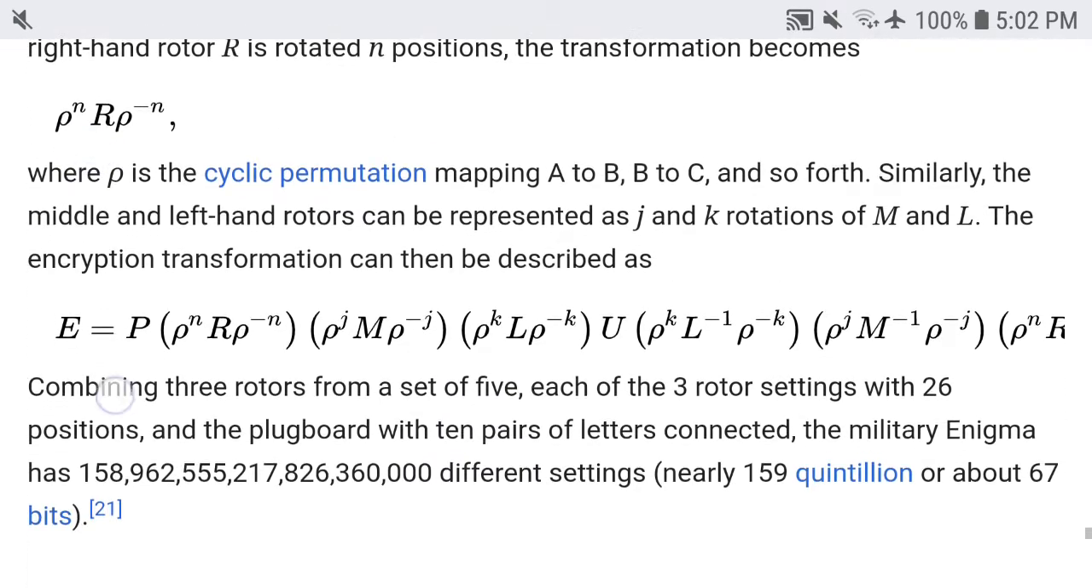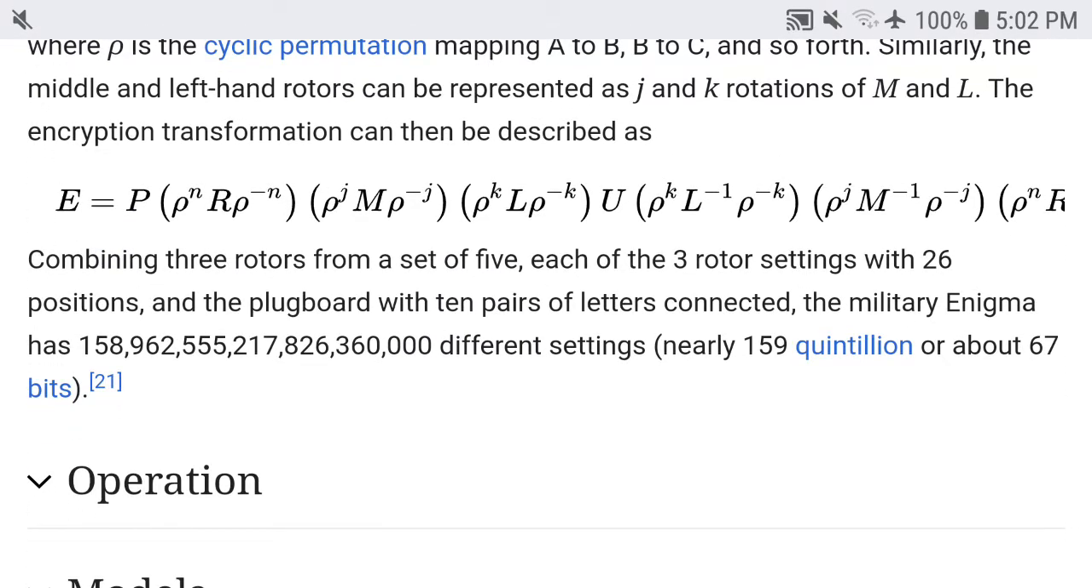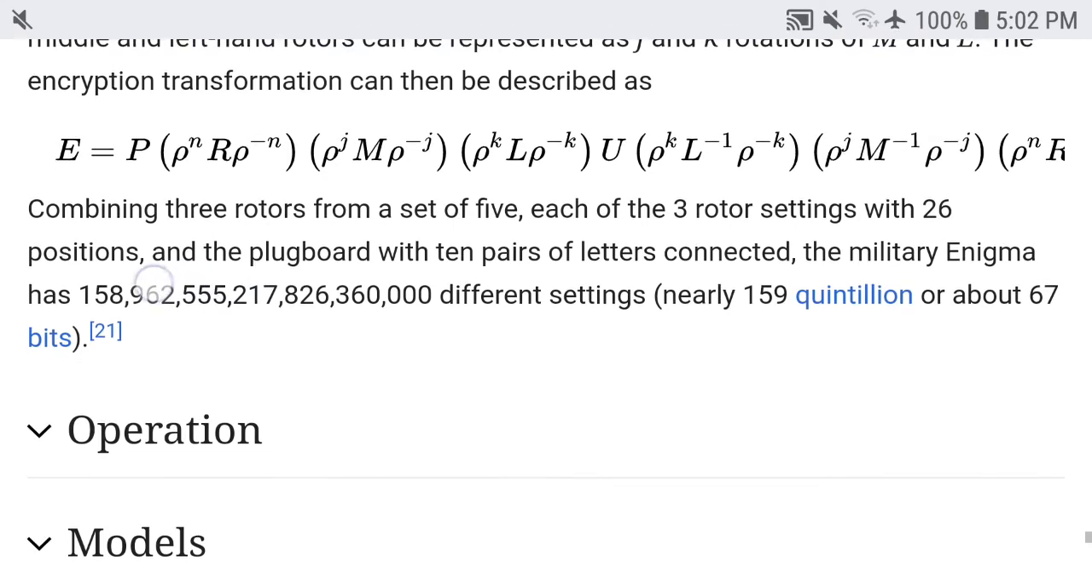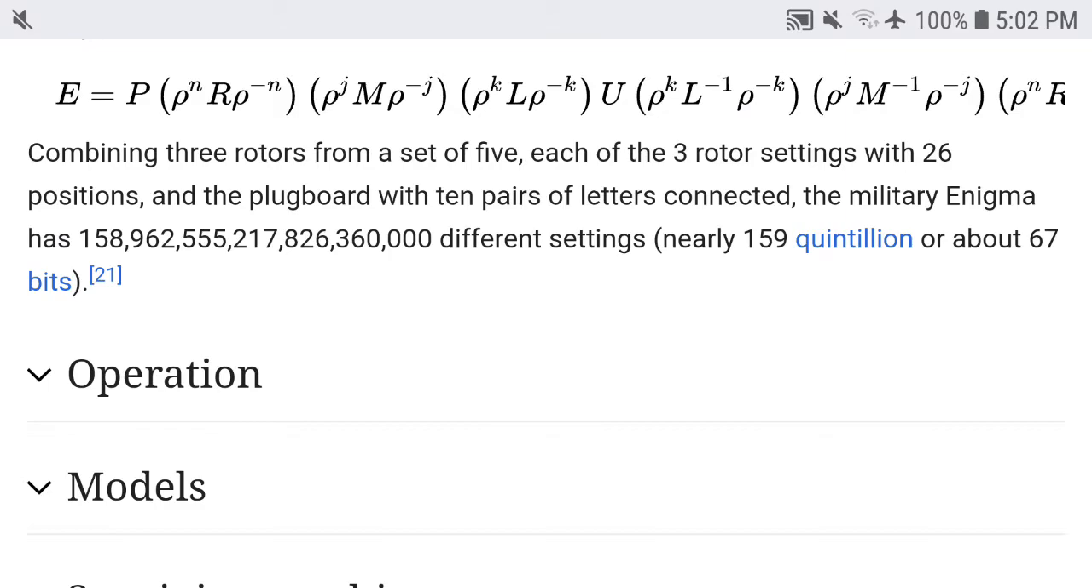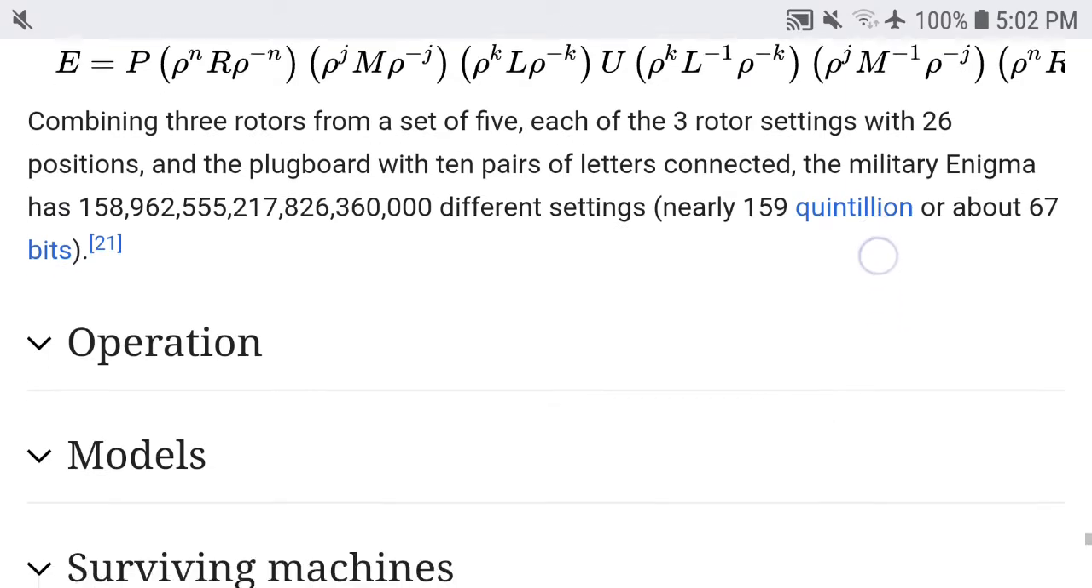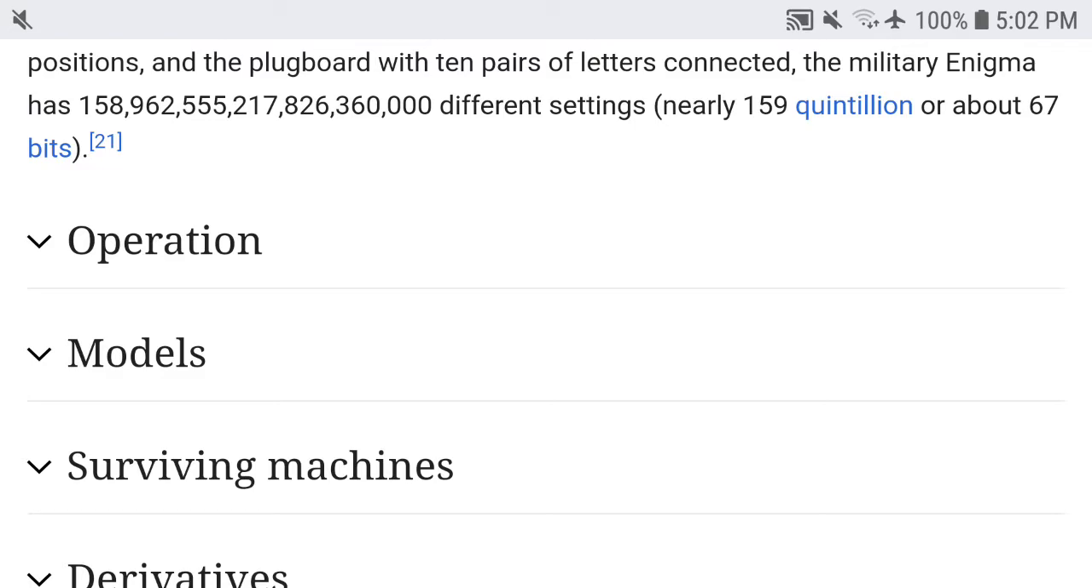Okay, and it has, what is that, thousand, million, billion, what is after billion again? Trillion. Okay, so million, billion, trillion, quadrillion, quintillion, yeah, 158 quintillion. Oh, it's already mentioned over here, I don't have to count that. But that's actually 67 bits. So I think it's about 2 to the power of 67.